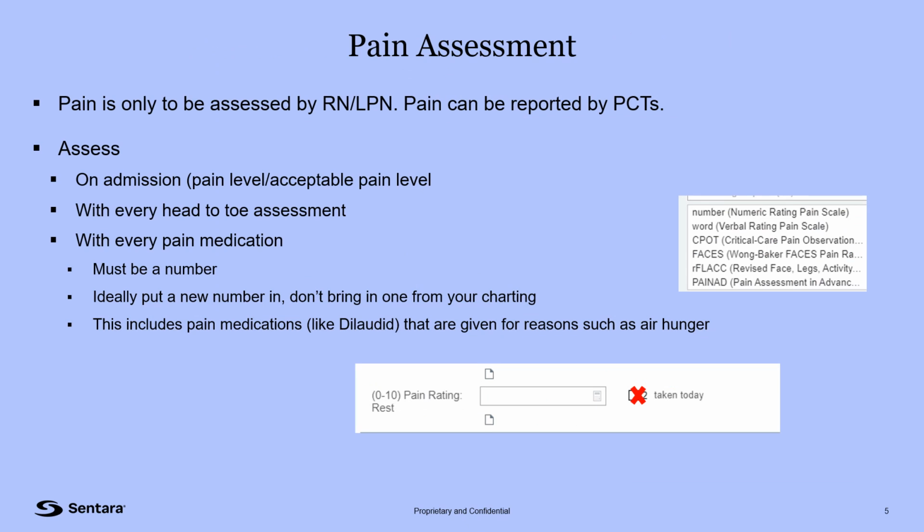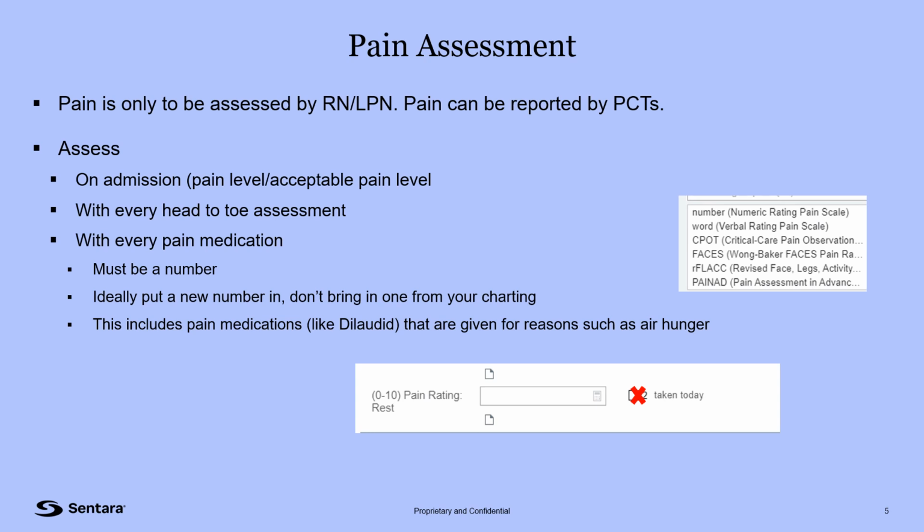All right, so pain is pretty much an assessment done by RNs and LPNs, although we do ask the PCPs to report that to the nurse if they hear about pain. Obviously, that's one of our 4 Ps. We ask that you assess on admission, including the pain level and acceptable pain level, with every head-to-toe assessment, and with every pain medication. That must be a number.